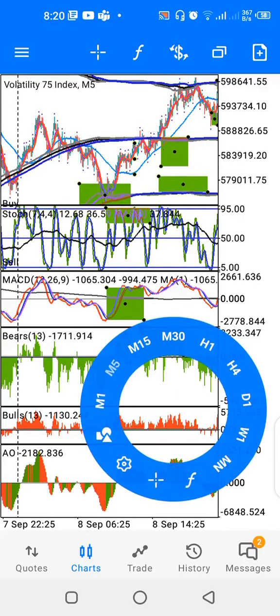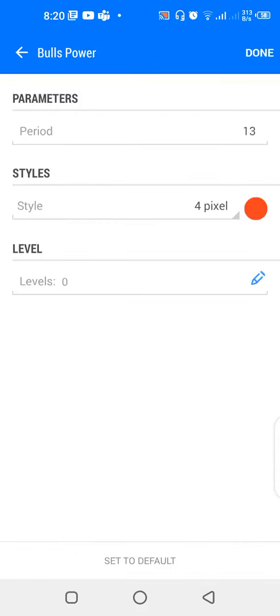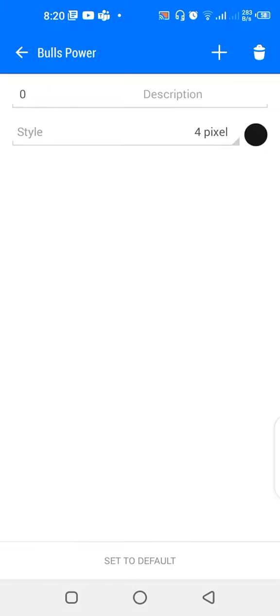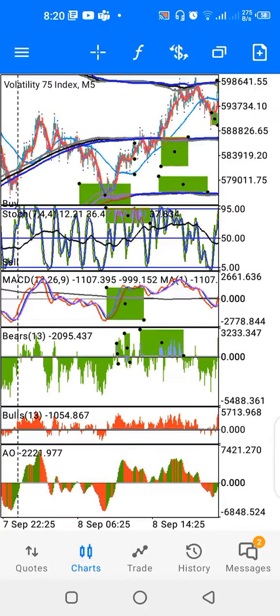Let's look at the next indicator window, which is indicator window 4. For indicator window 4, we have the bulls power indicator. How do you use the bulls power indicator? The period is 13, color is red, levels we have just 0, level color is black. So let's go to the charts.